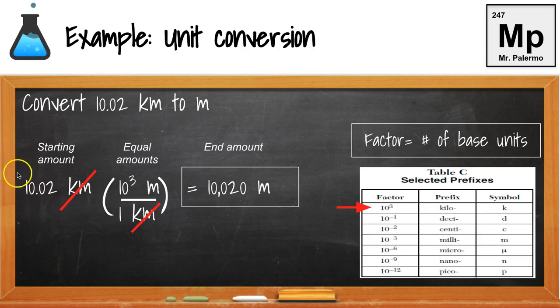How do we do that? We take our starting amount, we multiply by anything on top, which is in this case 10 to the third, and divide by anything on the bottom, in this case 1, so it's not changing our answer. So 10.02 times 10 to the third, or 1,000, equals 10,020 meters. So let's see another example.